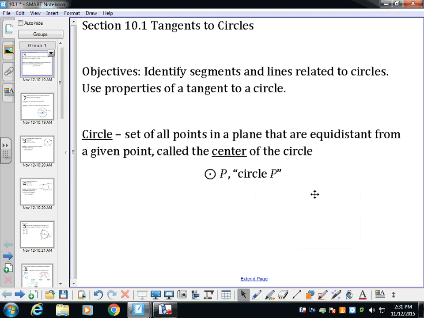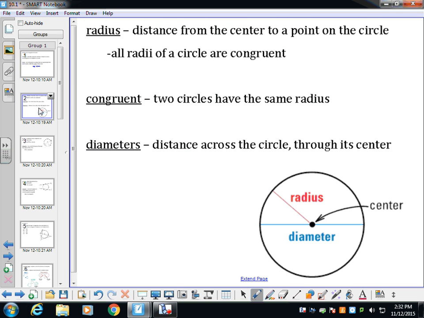This is the outline of section 10.1, tangents to the circle. First off, circles are named by their center. For example, if I wanted to name a circle, circle P, that signifies that the center is at point P. Radius is the distance from the center to any point on the circle, so therefore all radii are congruent.